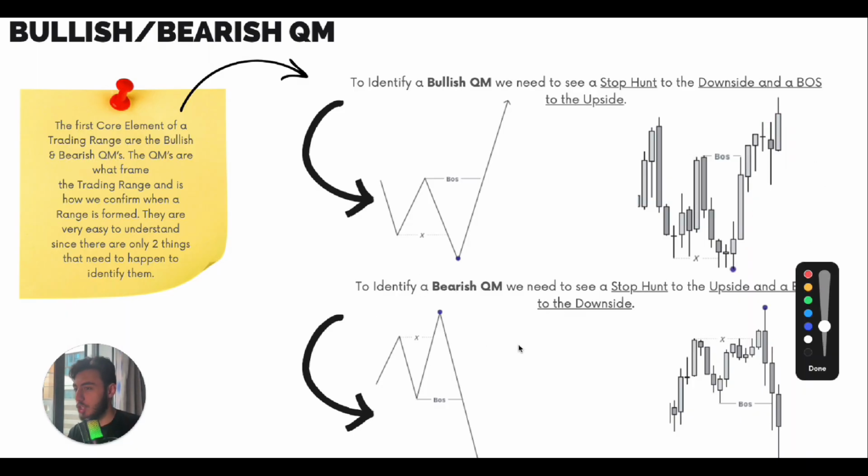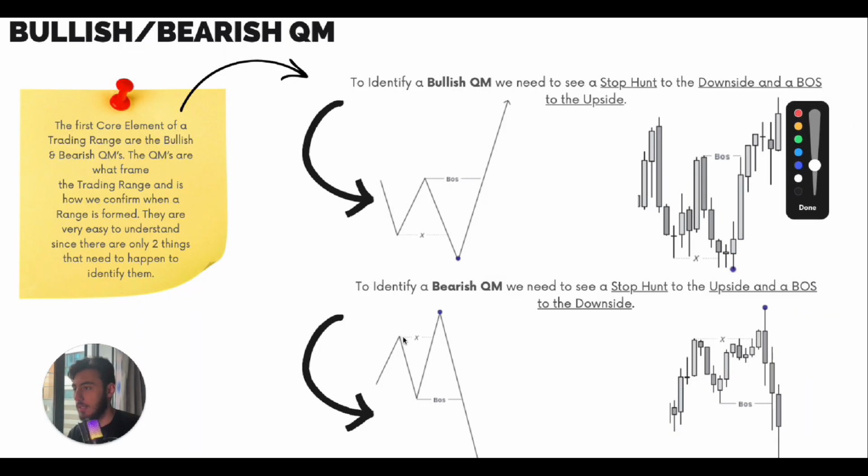To identify the bearish QM, we need to see a stop hunt to the upside. It's the reverse: a stop hunt to the upside and a break of market structure to the downside. So what we can see is a stop hunt to the upside and a break of market structure to the downside. So this is going to be the bearish QM. This is going to be the bullish QM.